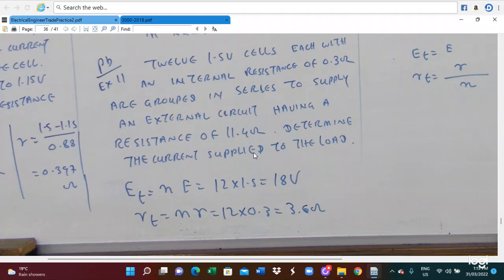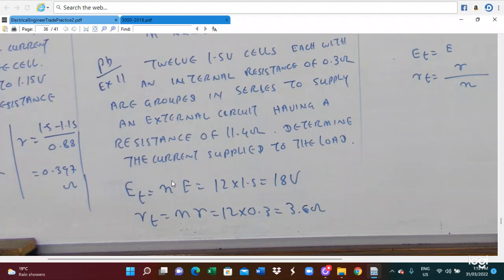The next one is twelve 1.5 volt cells, each with an internal resistance of 0.3 ohm, grouped in series to supply an external circuit having a resistance of 11.5 ohm. Determine the current supplied to the load.